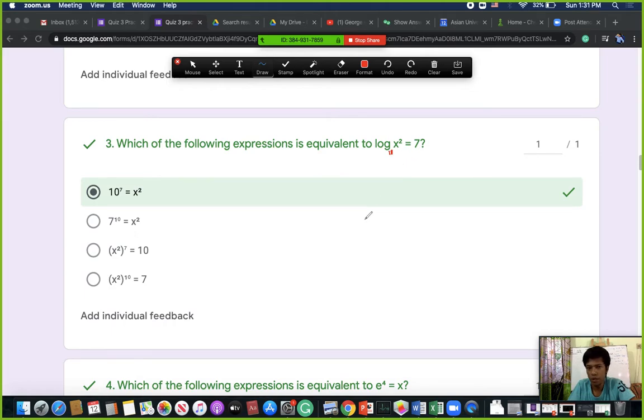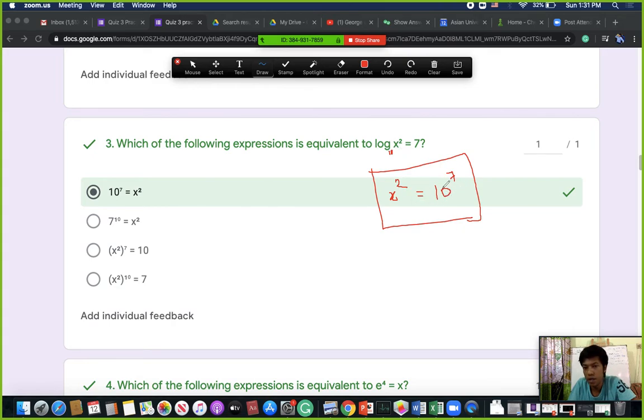So how will we convert it? As you know, the base remains the base. We can write x square equals base remains the base, then 10, to the power 7. So see, this is 10 to the power 7 equal to x square. This is the conversion. This math is directly coming from the conversion formula, from logarithm to exponent, or exponent to logarithm.